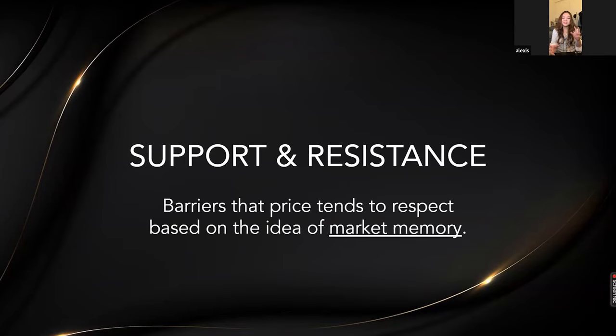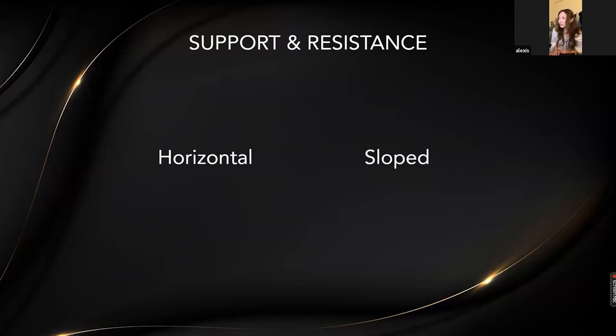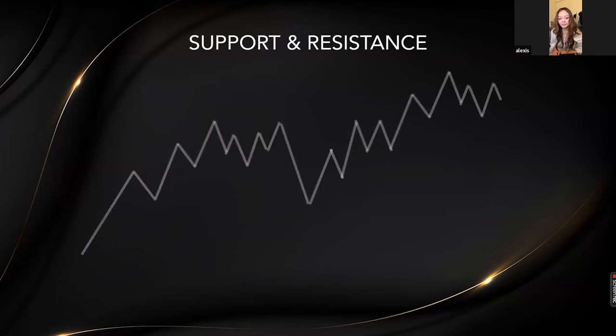Support and resistance lines are basically like barriers that price tends to respect based on the idea of market memory. You've got two kinds of support and resistance lines. You've got horizontal and you've got your slope. So first, let's go through the horizontal.